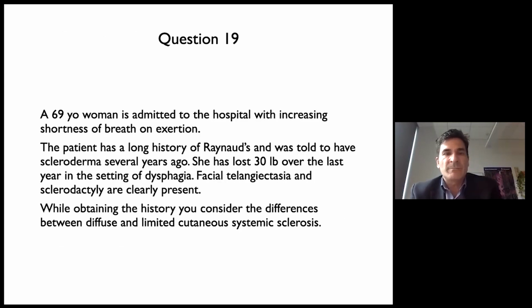Question 19. A 69-year-old woman is admitted to the hospital with increasing shortness of breath on exertion. The patient has a long history of Raynaud's and was told to have scleroderma several years ago. She has lost 30 pounds over the last year in the setting of dysphagia. Facial telangiectasias and sclerodactyly are clearly present. While obtaining the history, you consider the differences between diffuse and limited cutaneous systemic sclerosis.